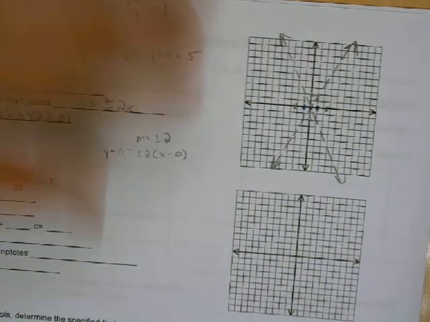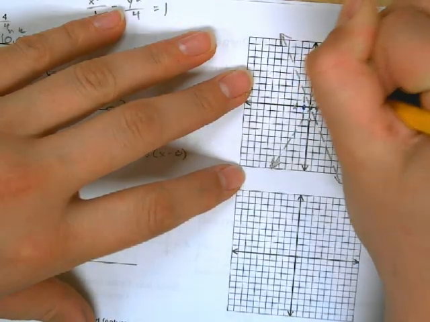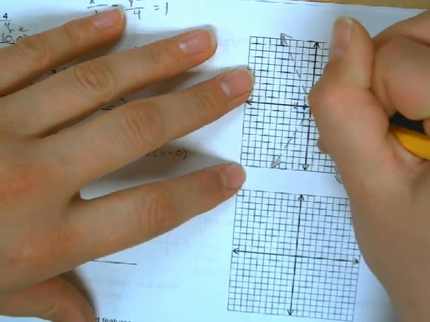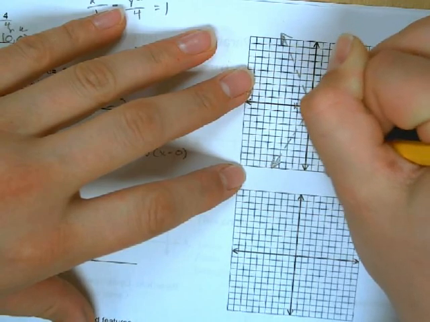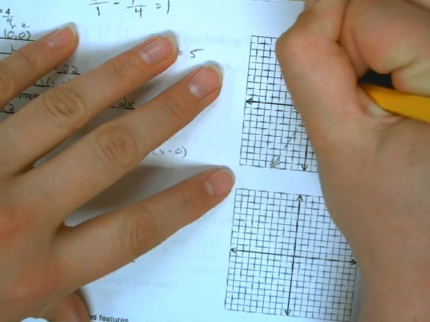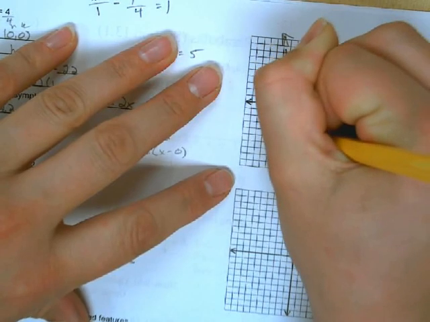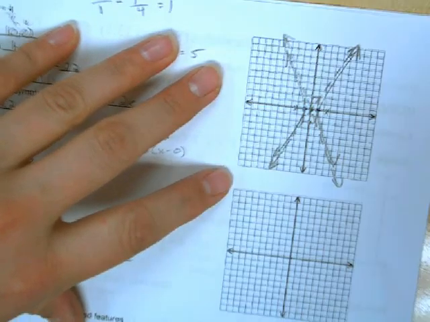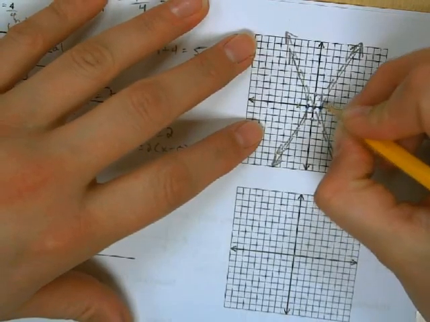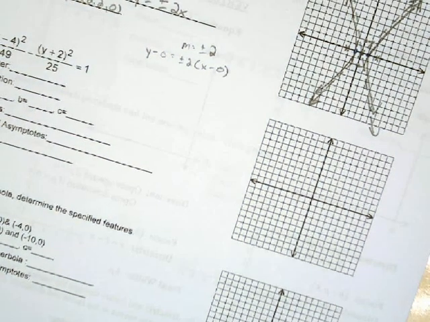Okay, and the very last step is to just graph the actual hyperbola. So we're going to go both directions. Over there and over there. Okay, so there is my hyperbola. Alright, so that was 3.